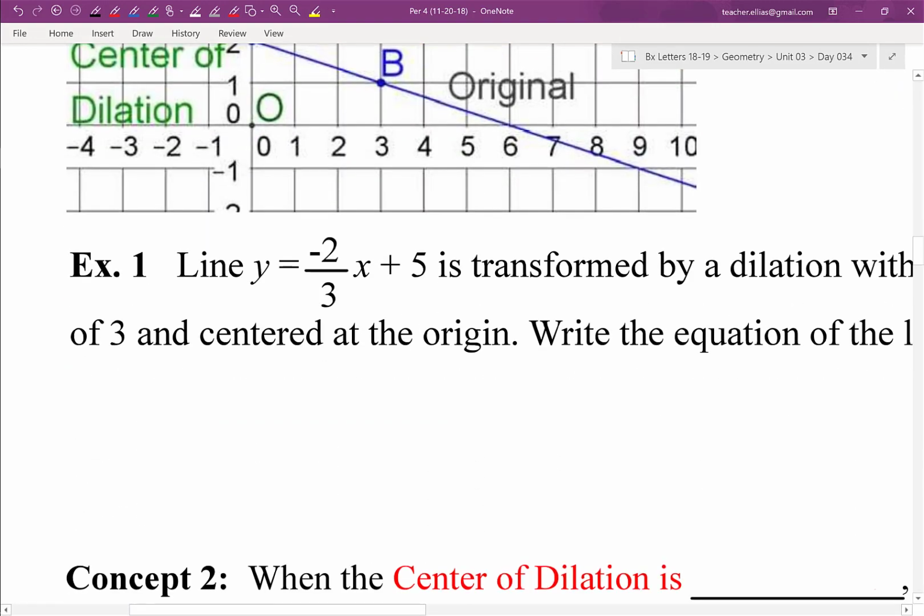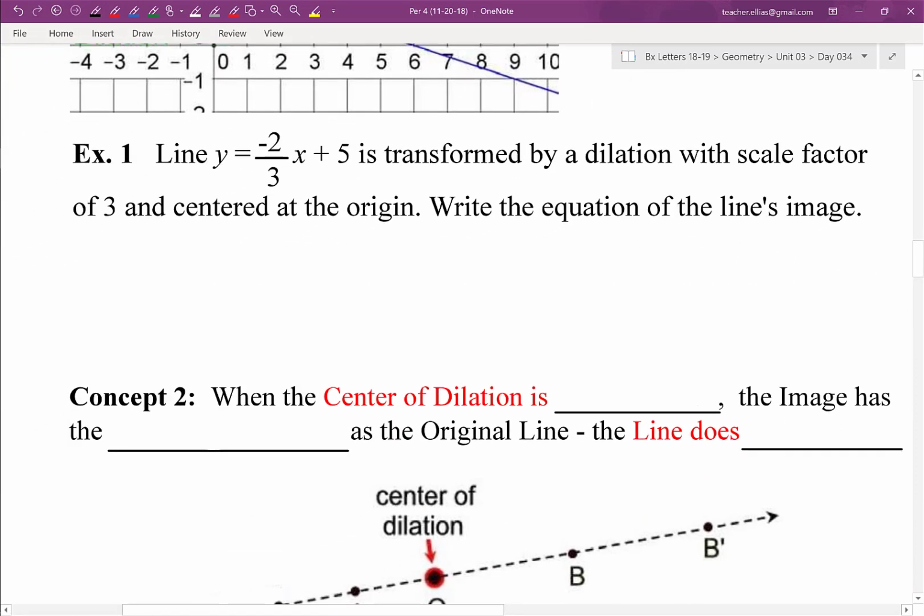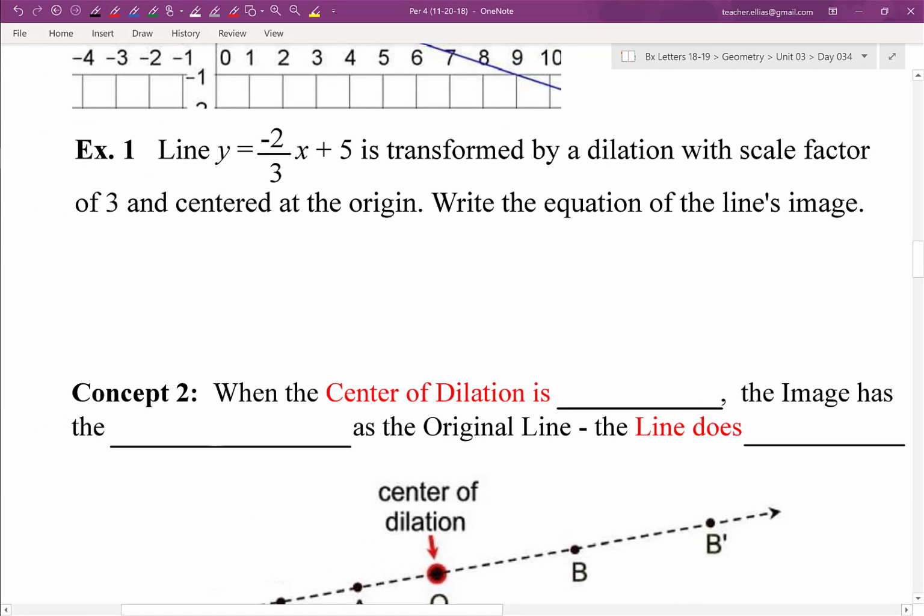That's how they're going to ask these questions. Here's one example. Scale factor. Where? Origin.